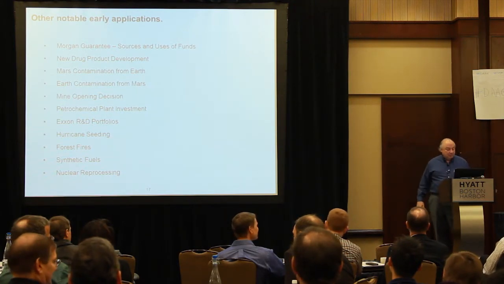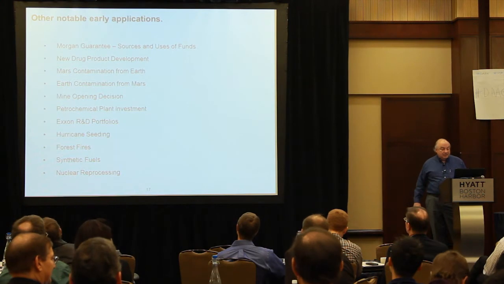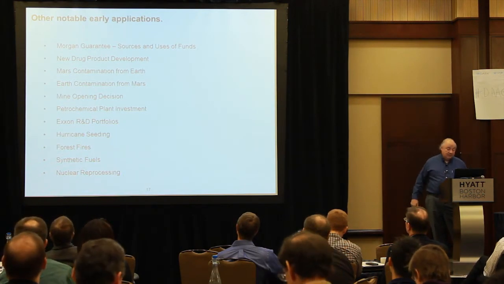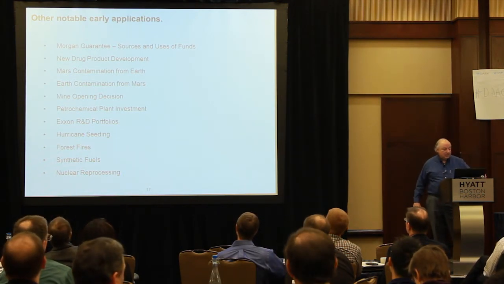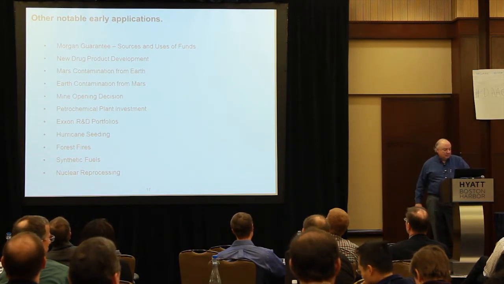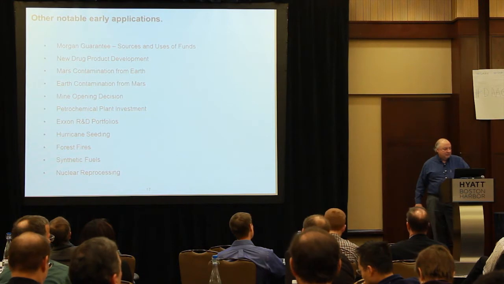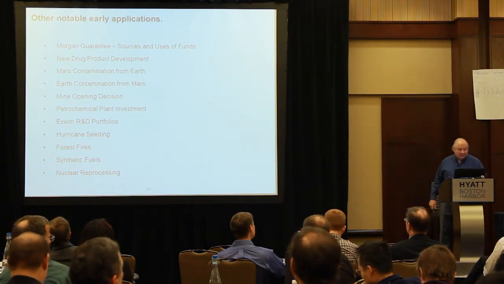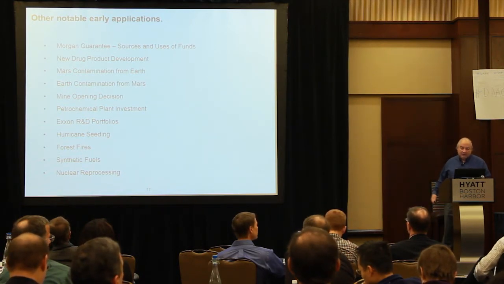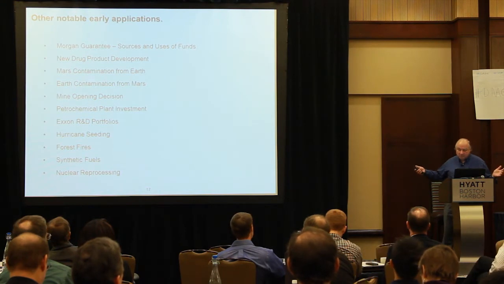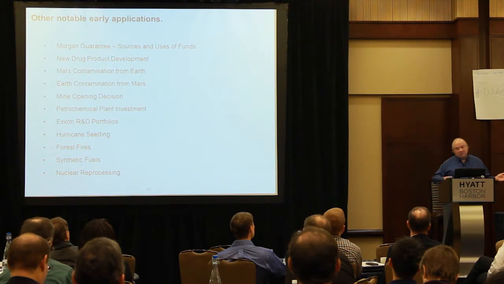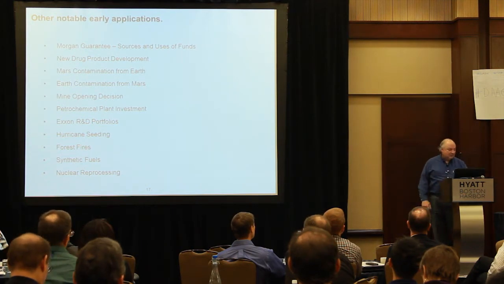New product development, Mars contamination from Earth, Earth's contaminated by Mars, mine opening, one Carl did that's disguised in the blue books, with very interesting results on value of information. You'd think the most important thing would be how much ore is in the mine. That wasn't really important, there was enough. What was important was whether you could get the impurities out of it.